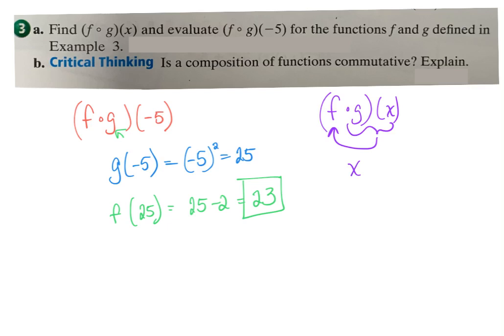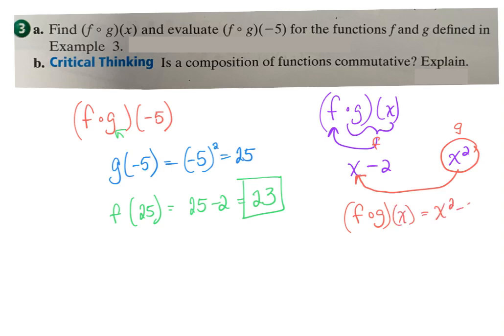So f is x minus 2, and g is x squared. If I do this composite first, I'm going to take the x squared, the g, and put it into the f. So my f of g function will look like this: x squared minus 2. That's my function, and that's going to work for any number that I plug in to evaluate. Then I can evaluate that function at negative 5. So f of g of negative 5 would be negative 5 squared minus 2, which is 23.